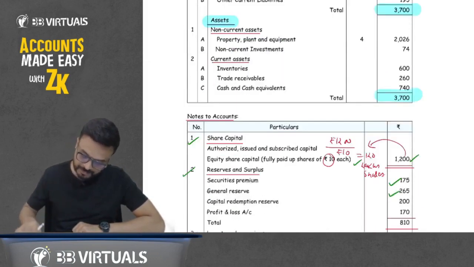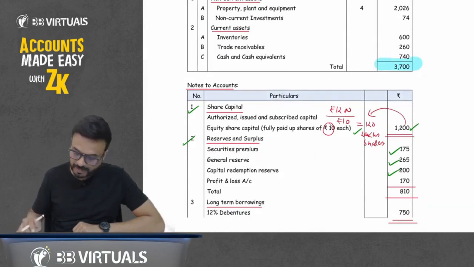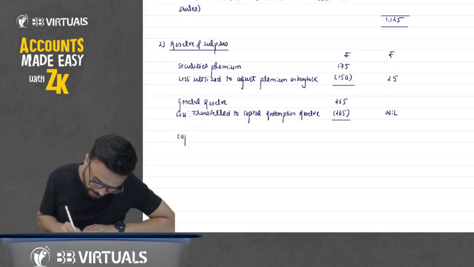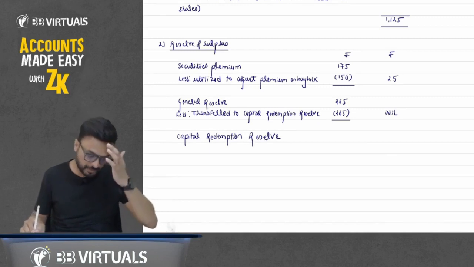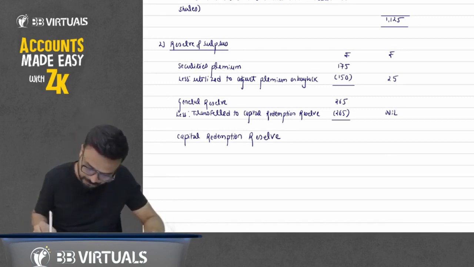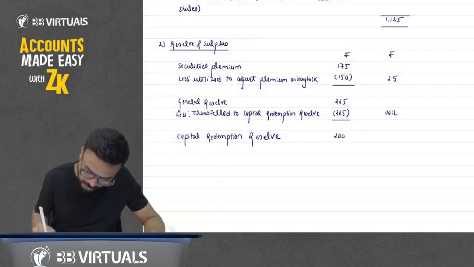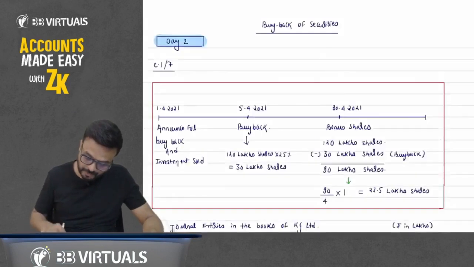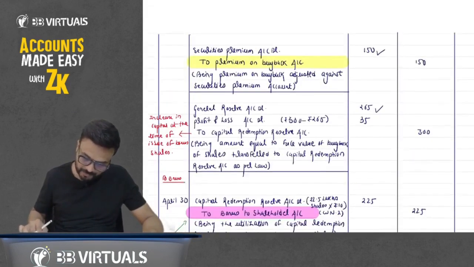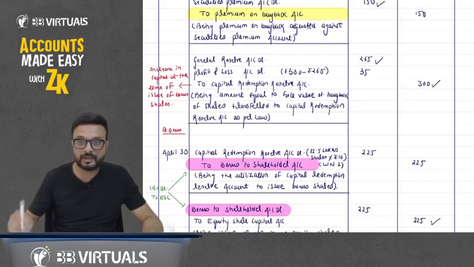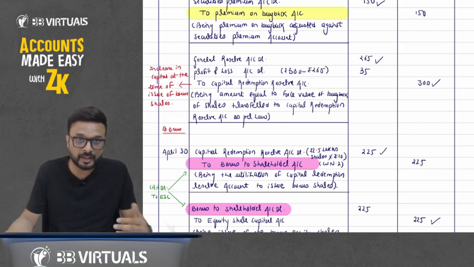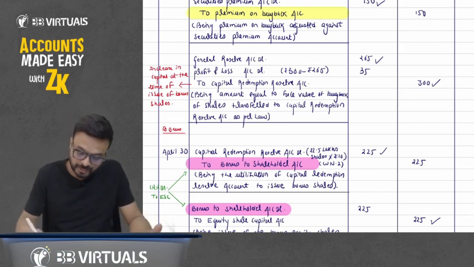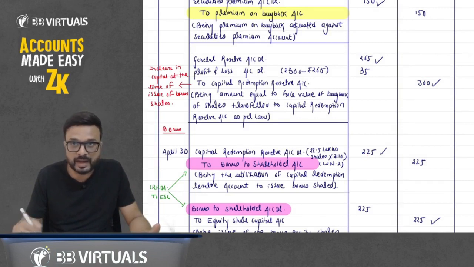Now after general reserve, the next item is capital redemption reserve. We have a balance of 200. So first write down here: capital redemption reserve. How much balance do we have in capital redemption reserve? We have a balance of 200. And in the general entry, we have credited the CRR account by rupees 300, and then we have debited by rupees 225. Reserve has a credit balance, so when we credit it we add, and when we debit it we deduct. So credit, add; debit, deduct.